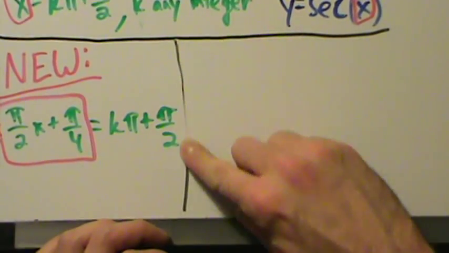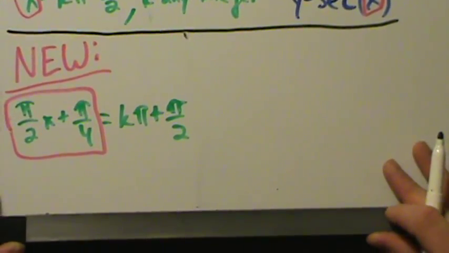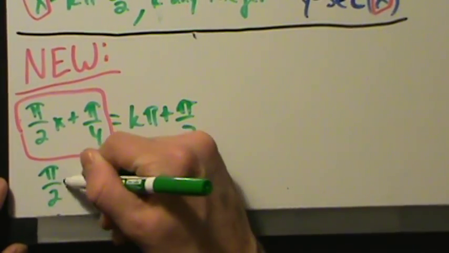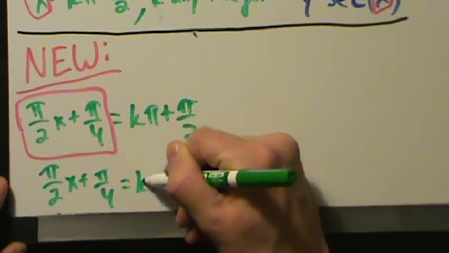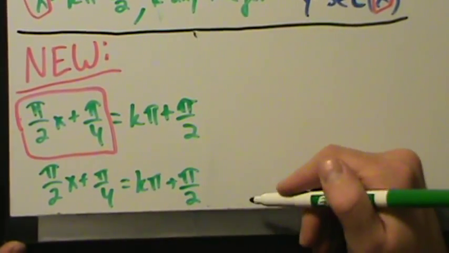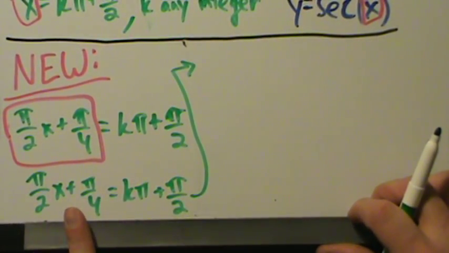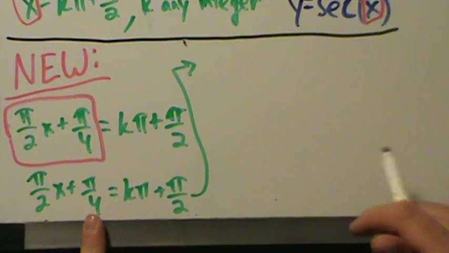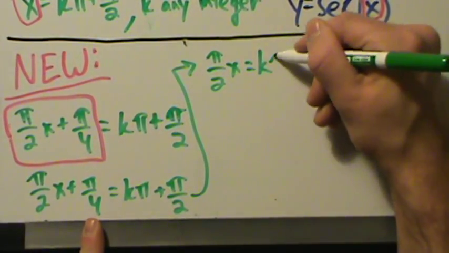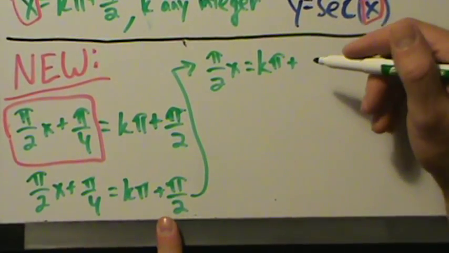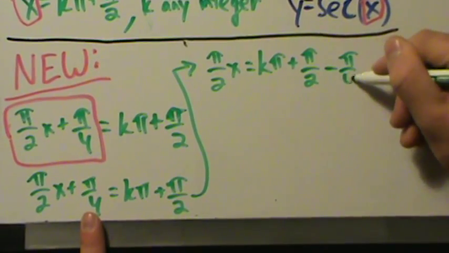So maybe not separate that, because that's still really part of that new part there. Okay, so this is going to be, let's write it down here, pi over 2x plus pi over 4 equals k pi plus pi over 2. Okay, so let's come up here now, and we're going to subtract pi over 4 from both sides. We want to solve for x, so first subtract pi over 4. So we're going to have pi over 2 times x equals k pi plus this pi over 2 is still here, and then we're subtracting pi over 4.